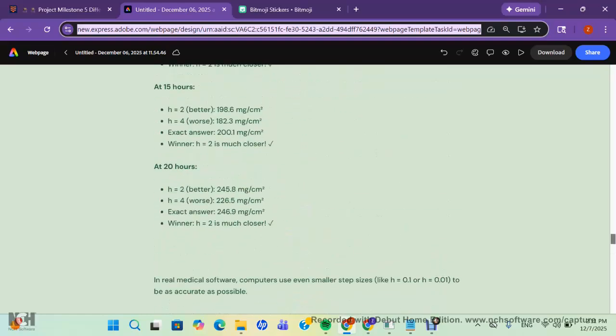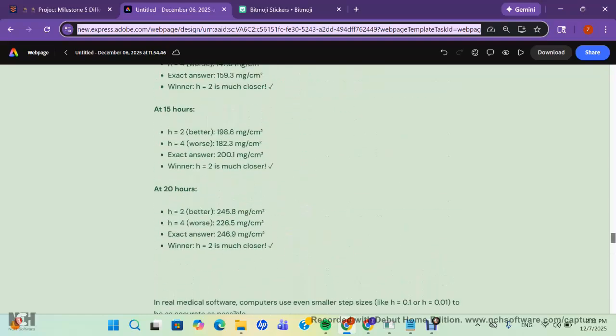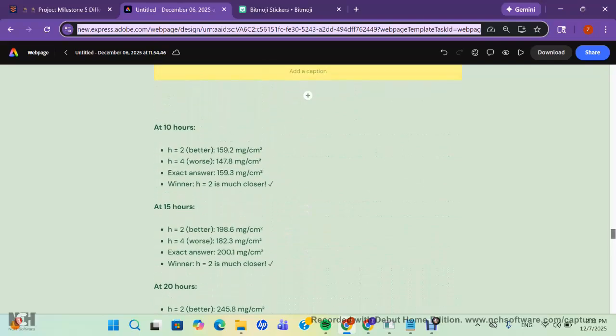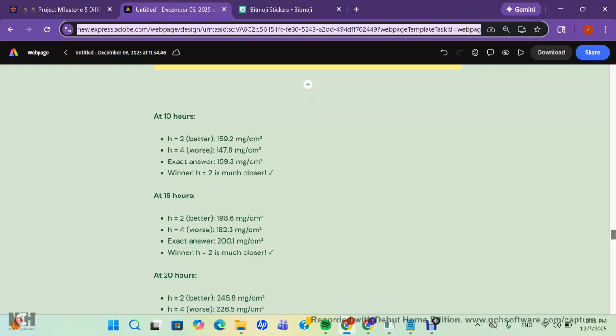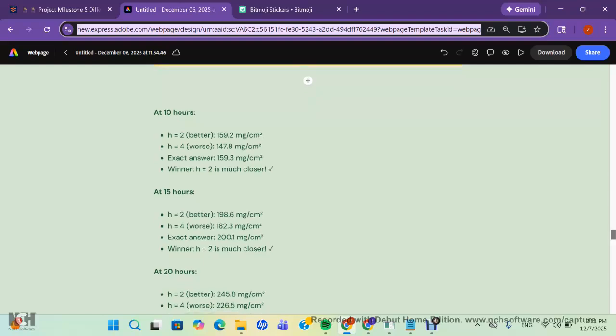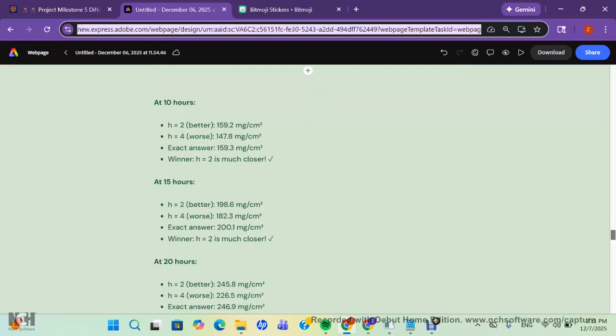So when I put in the actual values, the difference is clear. At 10 hours, h equals 2 gives us 159 milligrams per centimeter squared compared to the exact answer of 159.3. That's basically perfect. But h equals 4 gives us 147.8 milligrams per centimeter squared, which is way off.